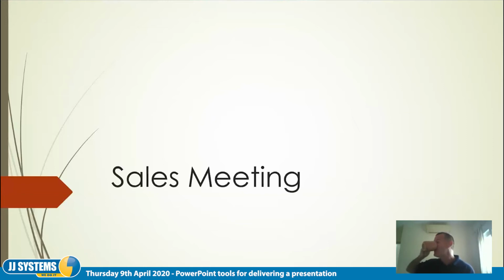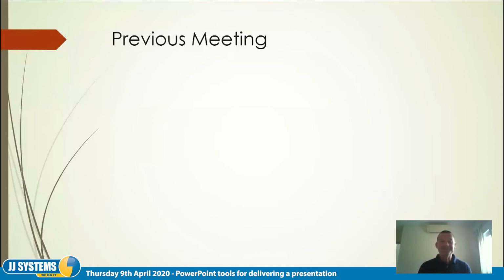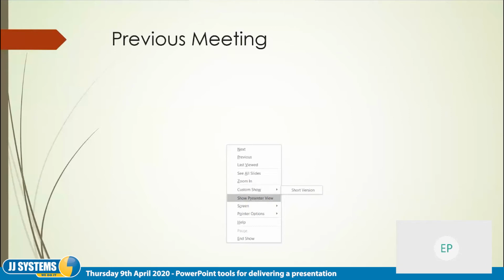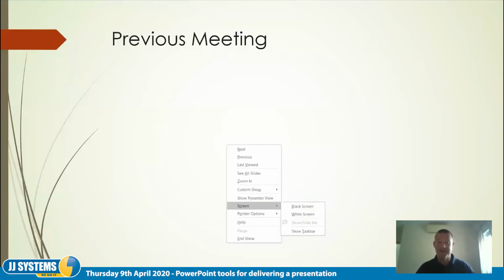So going through the presentation, there are other things we can do. We can right mouse click and bring up the shortcut menu. There's not a lot of things on there that are really interesting, next, previous, last view, and so on. But there is a screen option. Now in here, there's 2 things you can do which help out on the presentation. That's black the screen and white the screen.